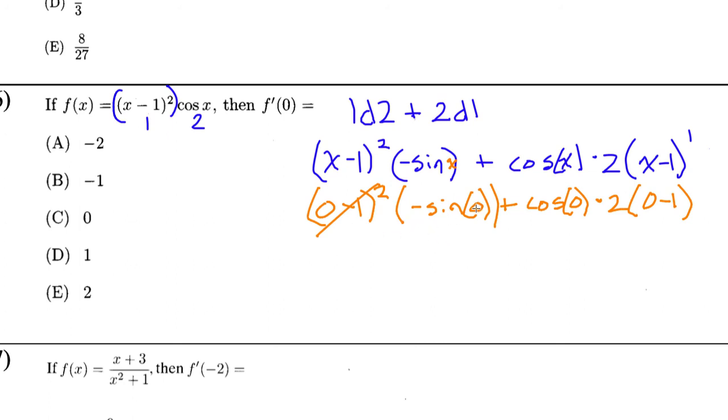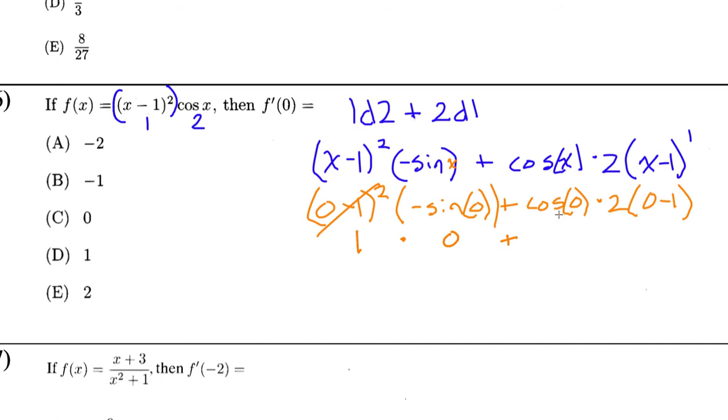Sine of 0 is... Anyone? Sine of 0? Good guess, but no. Sine of 0 is 0. Good. So I have 1 times 0, so 0. So all of this is now gone, right? This is all 0. Sine of 0 is 0. And that's going to be adding, so I guess I can say 1 times 0.